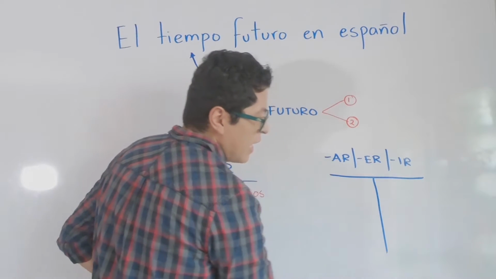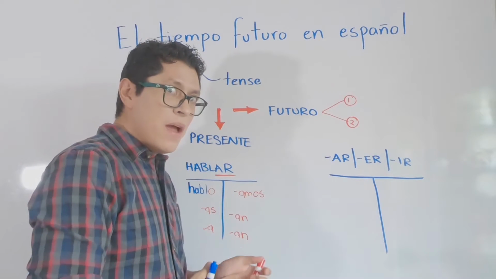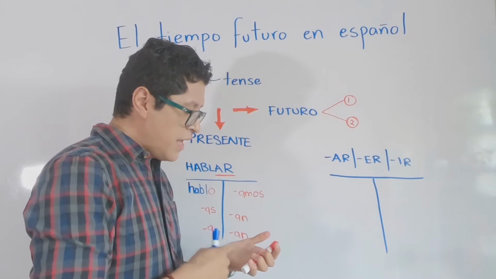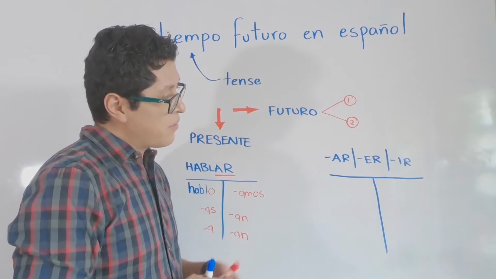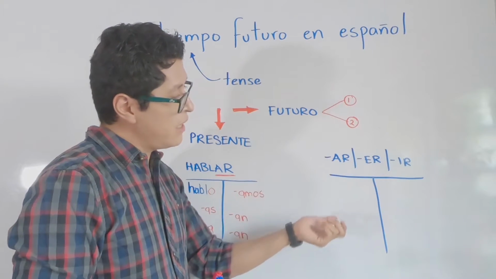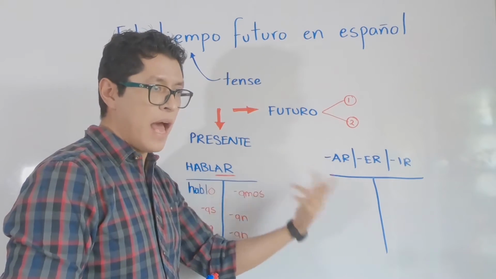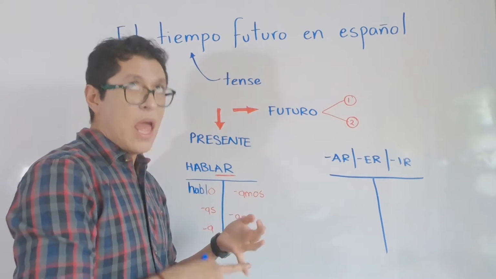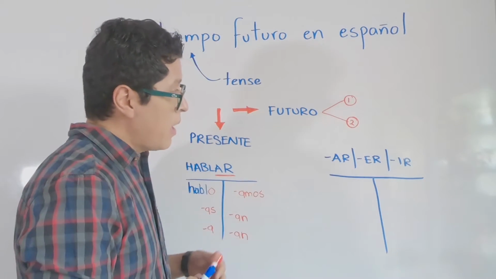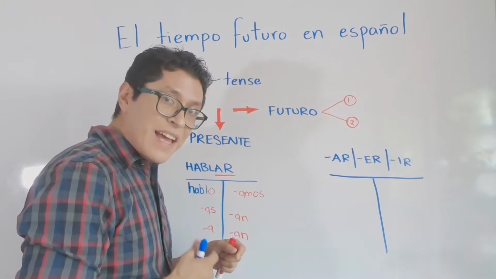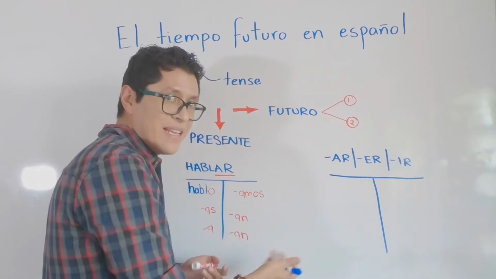Whenever I tell this to students, they say, oh really? Are you kidding me? They get really happy because this is easier, right? You don't need to see if it's -ar and then remember o, as, a, amos, an, or if it's -er and remember o, es, e, emos. No. Here it is the same for all of them. But let me repeat: here in the future, you don't remove the ending. Actually, you add it. How is that?